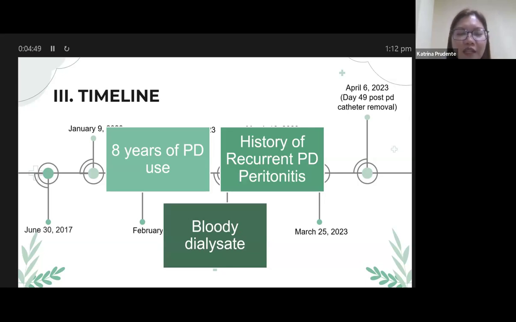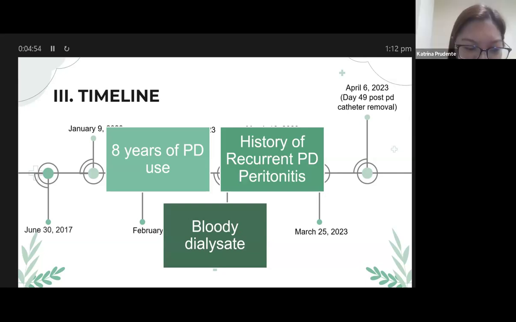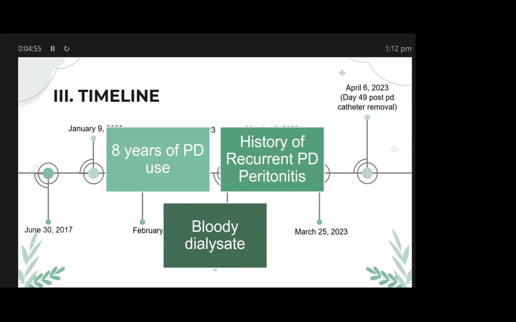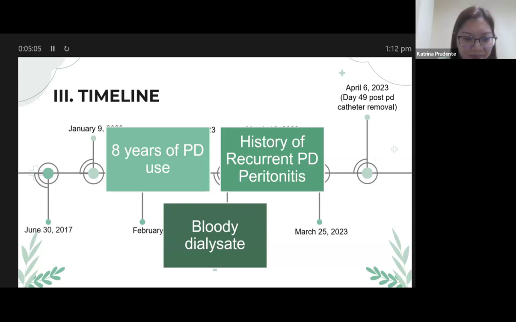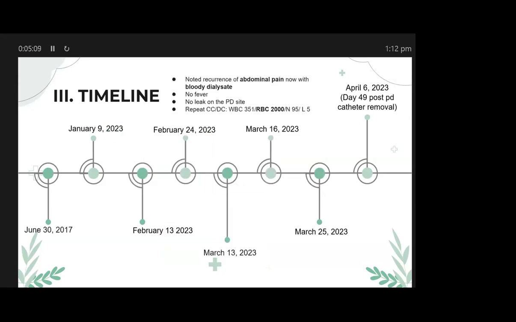of recurrent PD peritonitis with different organisms. Let's give a chance to the listeners if they have questions regarding the case before proceeding. Okay, so do you have any questions regarding the case or the timeline of the case? So, if there is none, Dr. Perdente, kindly continue.